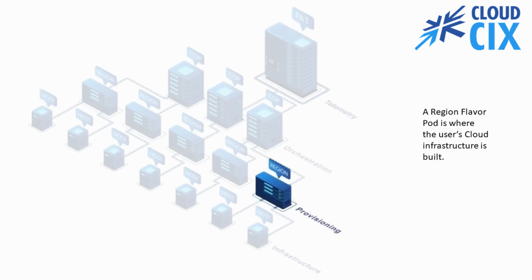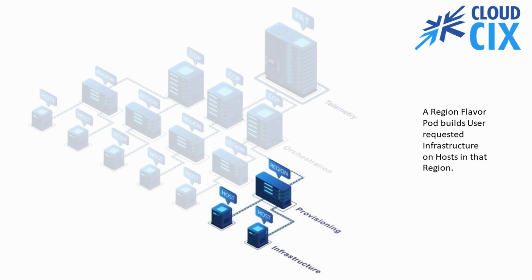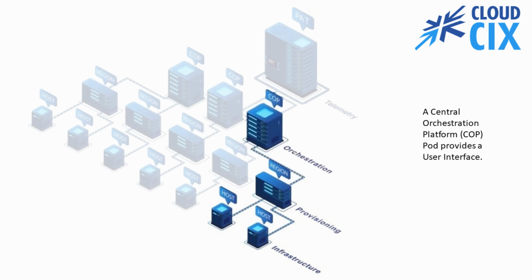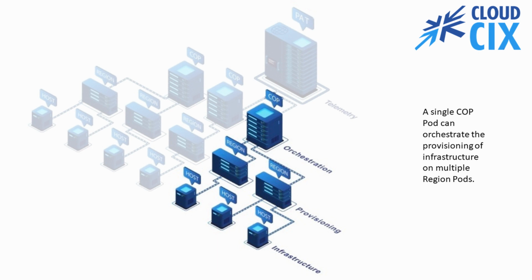A region flavor pod is where the user's cloud infrastructure is built. A region has hosts that contain the compute and storage resources available to the end users. A central orchestration platform, or COP flavor pod, provides the user interface for users and provides the authentication, authorization, and accounting for the cloud using the CloudCIX application membership. The COP contains the metadata that describes the user infrastructure built in the region, and, as well as a UI, the COP also provides an API to allow automation. A single COP can orchestrate multiple regions. This allows for geographically distributed cloud.